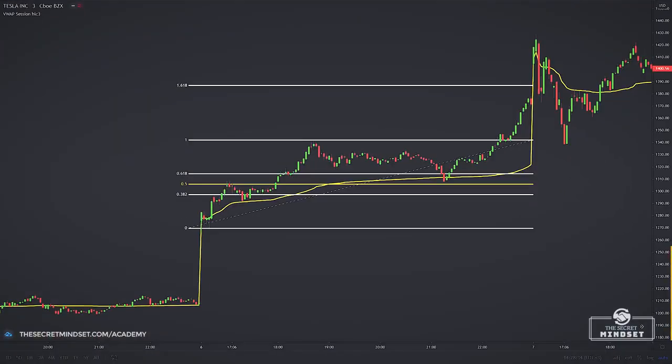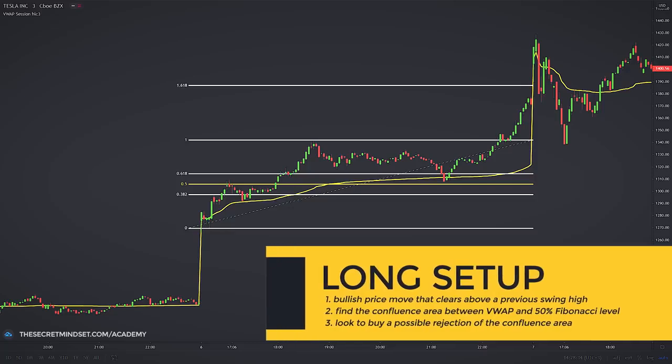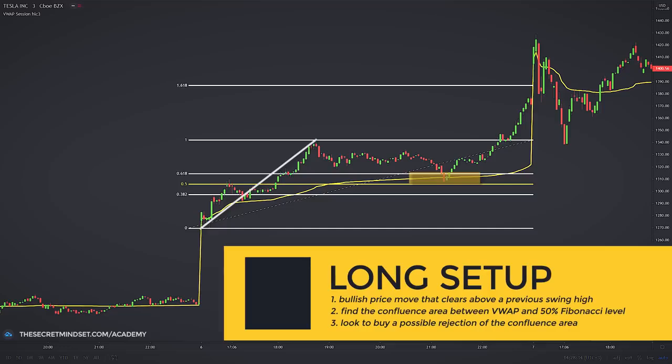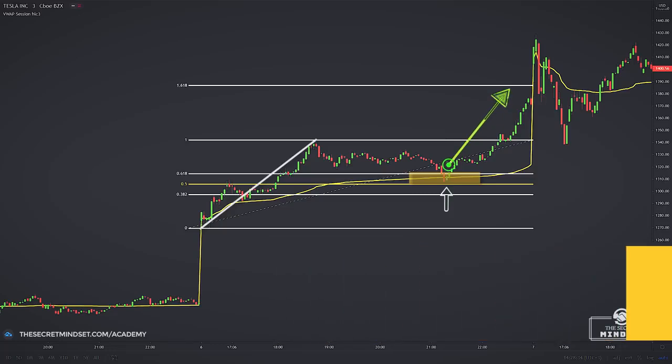Now the strategy is all about finding confluence between VWAP and the 50% Fibonacci level. For a long signal, we look for a bullish move that clears above a previous swing high with strong momentum. We mark out a retracement zone between 50% and 61.8% of the price move. And if the price falls down to the retracement zone and the VWAP offers additional support, we aim to buy a possible rejection of that area.